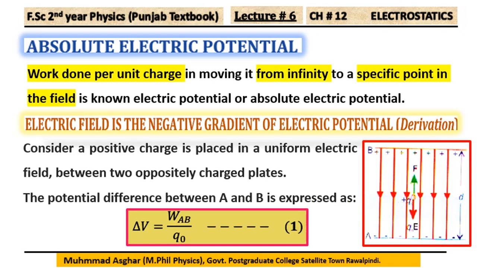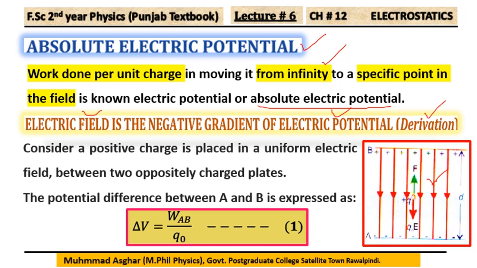Now what is absolute electric potential difference? ये भी वर्क डन पर यूनिट चार्ज ही है, लेकिन वर्क डन ऑन ए चार्ज मूविंग इट फ्रॉम इन्फिनिटी to a particular point inside the electric field is called absolute electric potential. Now we will find the relation between electric field and the electric potential, which is a topic that electric field is the negative gradient of electric potential. We will derive the expression.